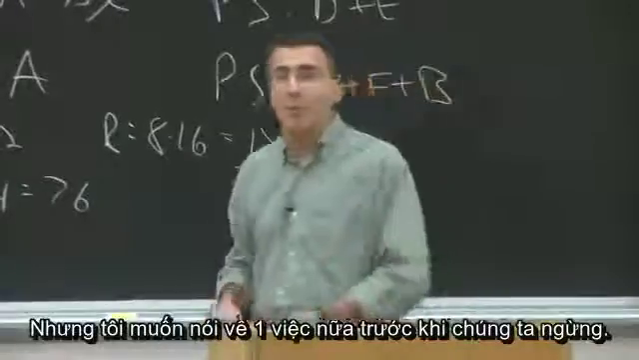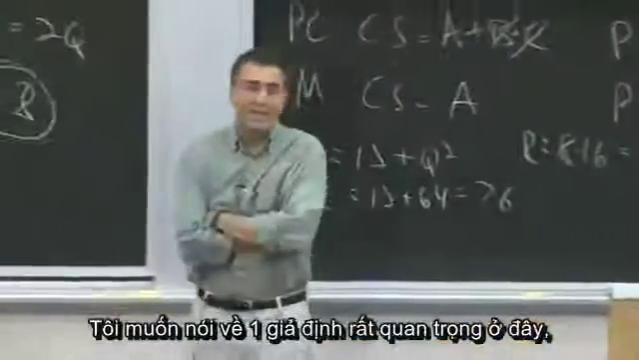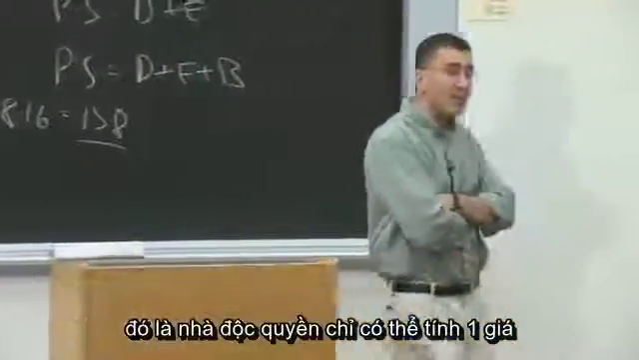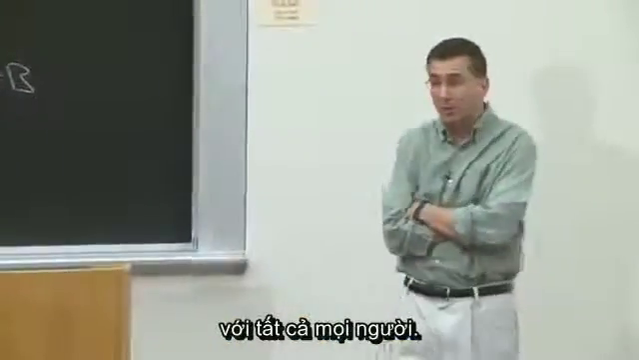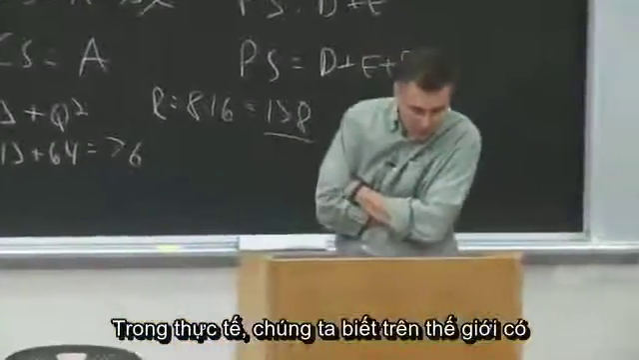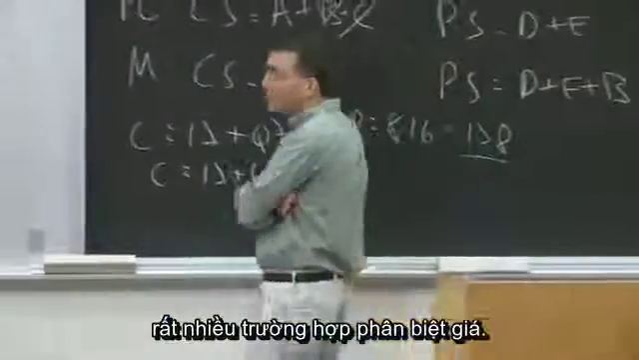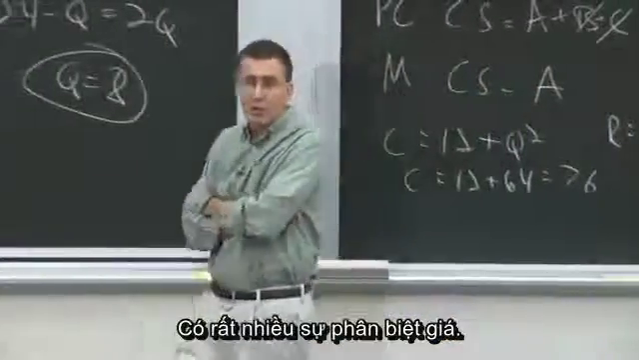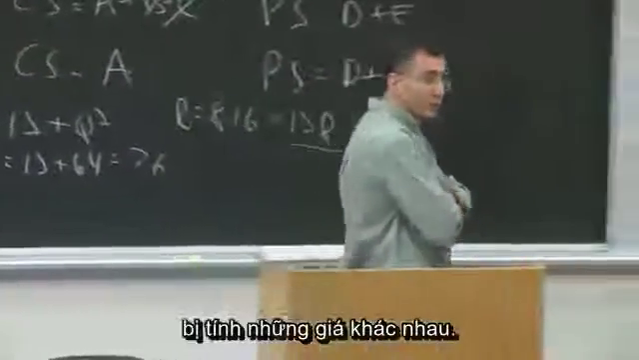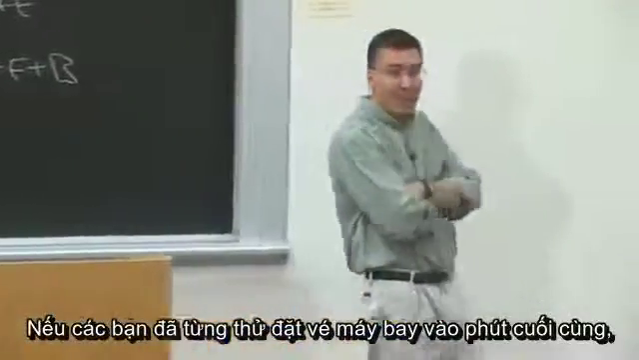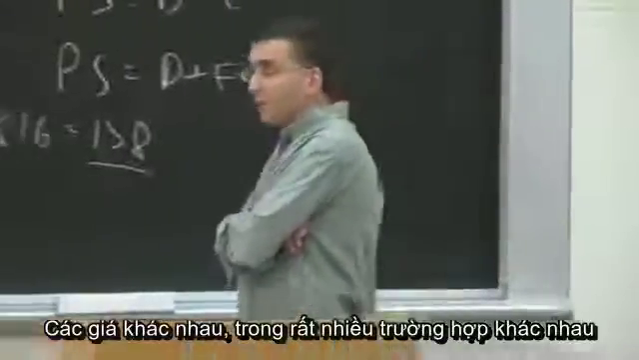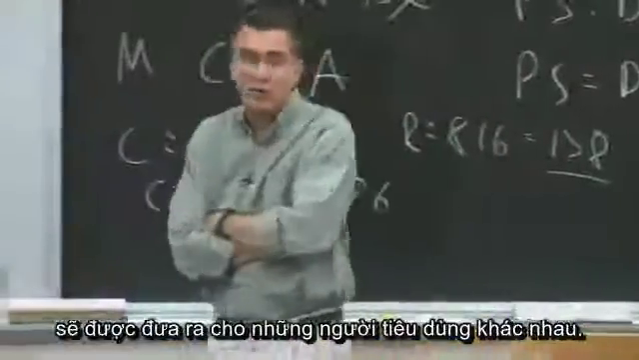But I want to have one more thing before we stop, which is the key assumption we made here: that the monopolist could only charge one price to everyone. In fact, we know that's not true. In the world there's a large amount of what we call price discrimination. For many goods, different prices get charged to different consumers. If you ever tried to book an airline ticket at the last minute, you know exactly what I mean.